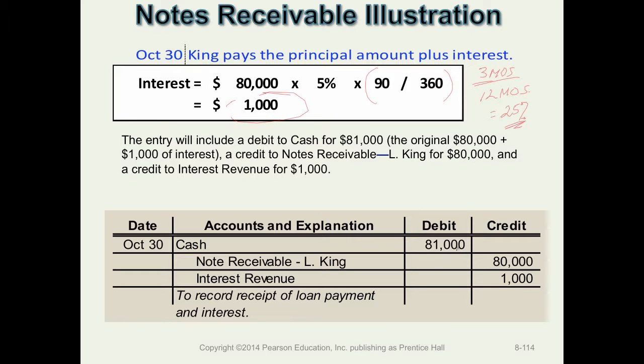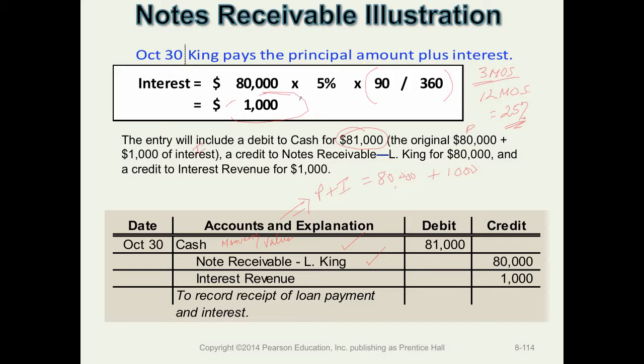Now, when you collect the note, you're going to collect the principal plus interest. So once again, it's P plus I. So you're going to collect $81,000. So you debit cash for $81,000. You credit the note receivable at its par or face value and credit the interest. And don't forget, principal plus interest is the maturity value. Maturity value is P plus I, and that's going to be $80,000 plus the $1,000, or $81,000 in total.